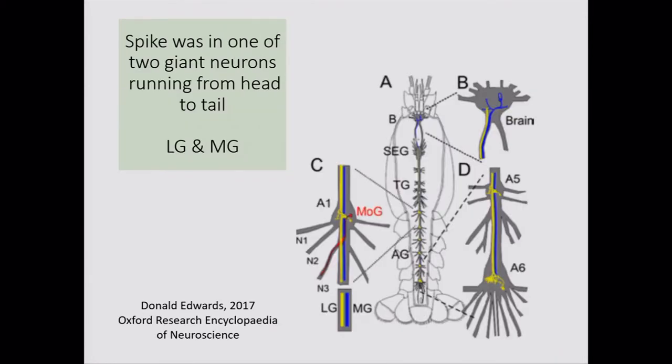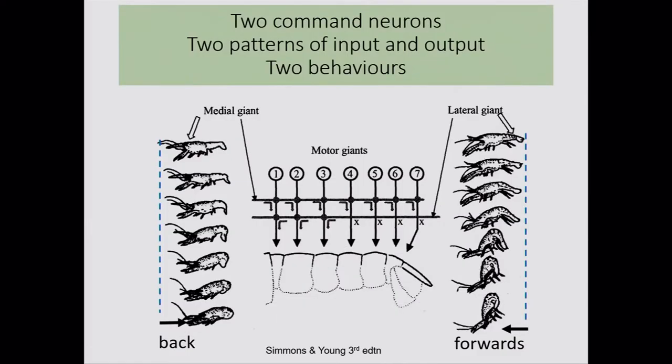Wiersma's two command neurons run from the head to the tail of the crayfish, and there are two neurons for two different sorts of escape behavior. These different behaviors are two patterns of output produced by two patterns of input. On the surface, it's very simple, trivial almost. One giant neuron picks up inputs from the head of the crayfish, and if those inputs are large enough, it fires an action potential which goes right down the crayfish's abdomen, and en route, it drives giant motor axons which produce very rapid, strong contractions in the muscle. So the entire tail folds up underneath the crayfish like that, and it moves backwards.